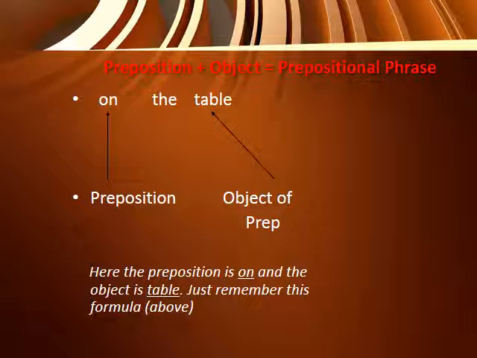Sometimes in the middle you may see an article such as the, and the is the most commonly used one in prepositional phrases, but there are many others. On is the preposition and the object is table. On the table. On where? The table, which is the object of the preposition on.